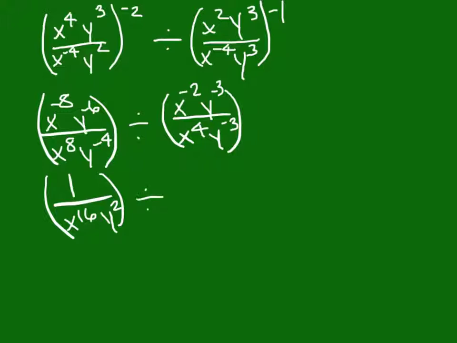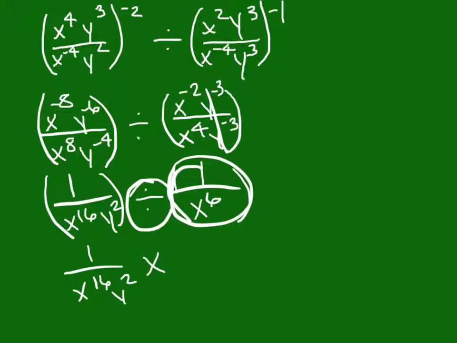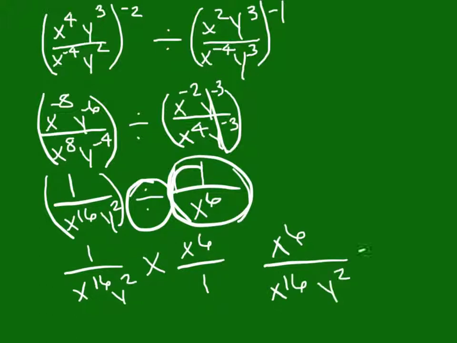Keep the division sign for now. There are 6 more x's on the bottom than there are on the top, and the y's again cancel out. So we have 1 over x to the 6th. This now changes to multiplication, and now we take the reciprocal of 1 over x to the 6th, which is just x to the 6th over 1. Now we simplify, we get x to the 6th over x to the 16th y squared, which equals, the x's cancel on top, so it's 1 over x to the 10th y squared.